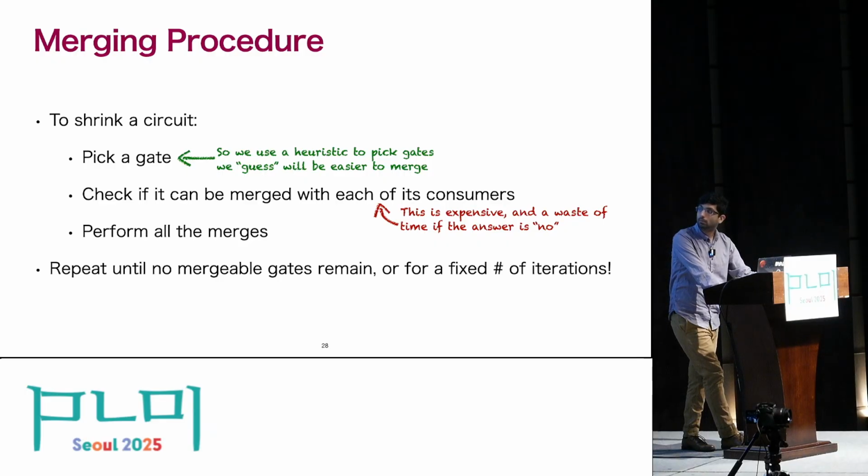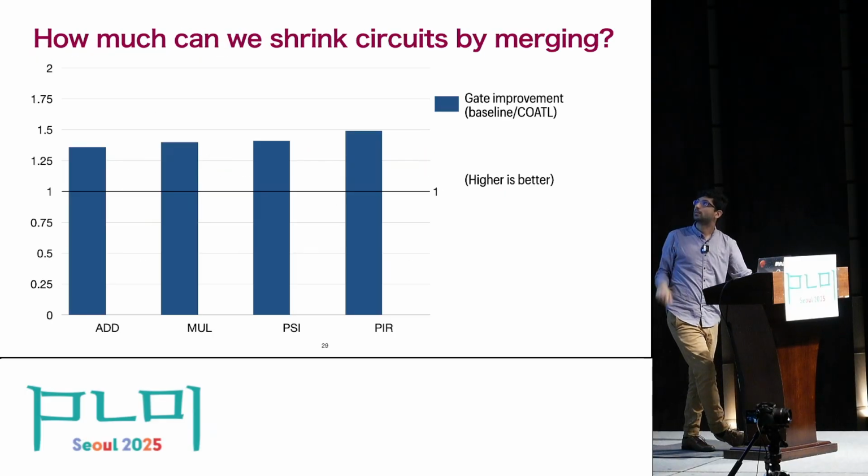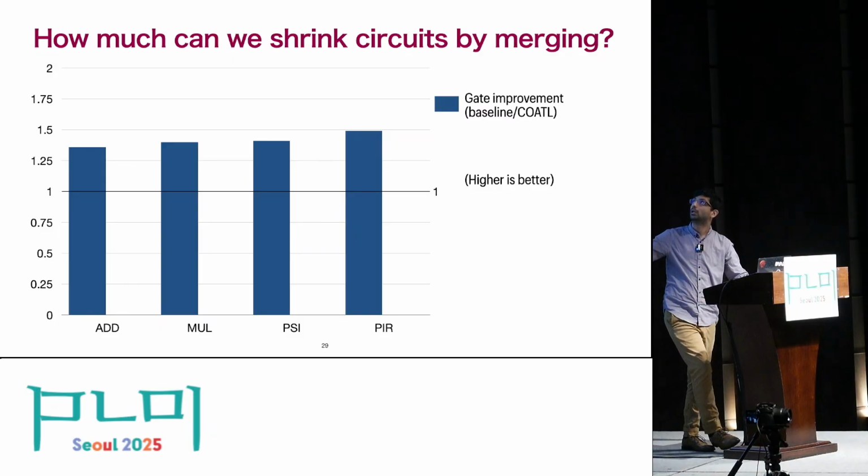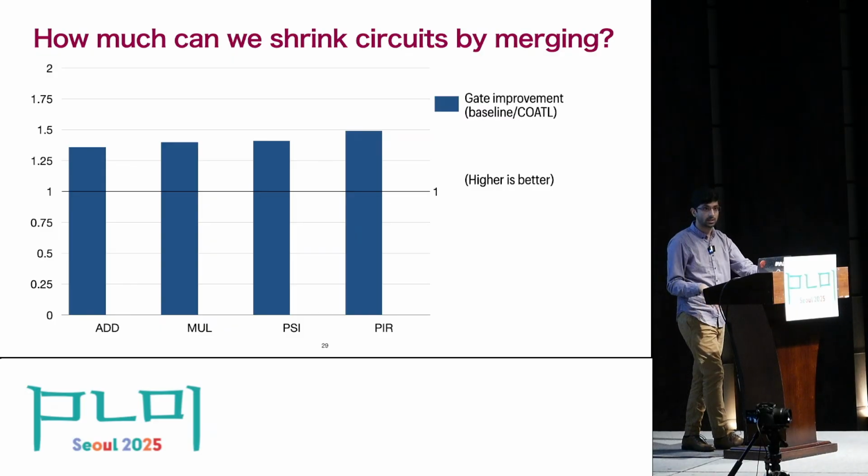All right, so with that, maybe I can talk about some results. One question that we wanted to answer here is, how effective is this new abstraction at actually letting us represent circuits with fewer gates? In particular, how much can we shrink circuits? How effective is this shrinking procedure?